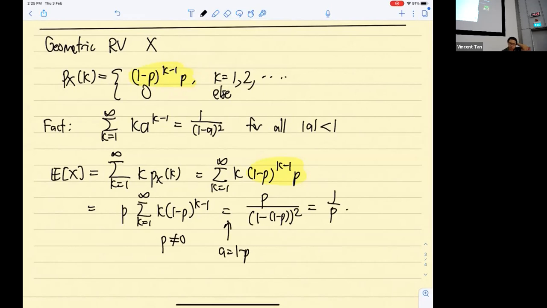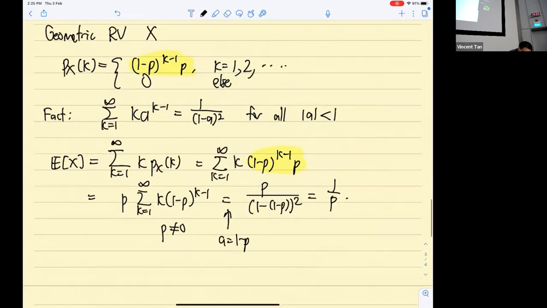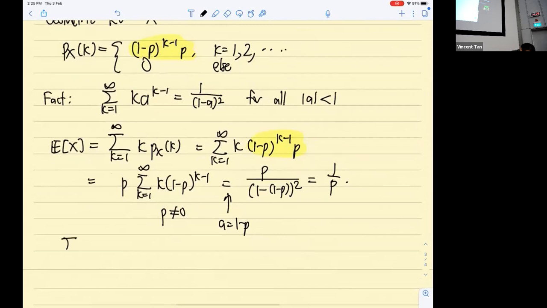So to calculate the variance of a geometric, you need another formula that I'm not going to state, but you can imagine that you need something like a k squared a to the k minus 1. So how do you get this sort of thing? You need to do some little analysis and some differentiation here and there. So I'm not going to mention this. If you're interested, as an exercise, you can go and find out how to compute the variance of a geometric random variable.